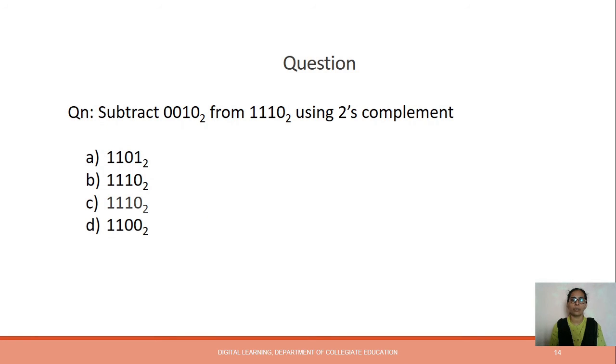Now let's solve some problems. Subtract 0010 from 1110 using 2's complement. We can write it as 1110 minus 0010. That can be written as 1110 plus 2's complement of 0010. Now solve this and find the answer. The answer is 1100.